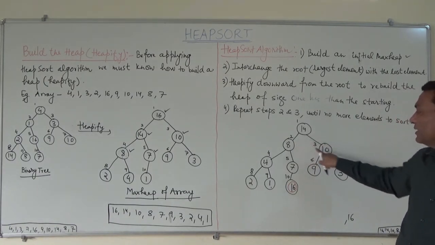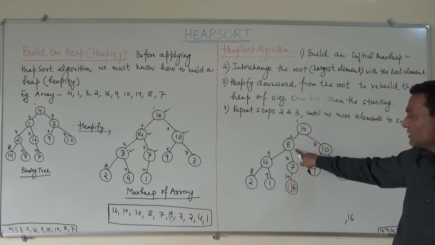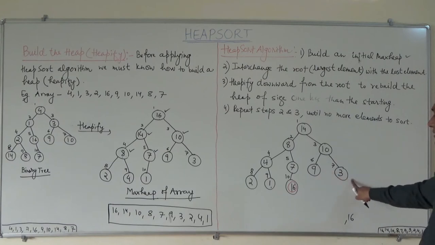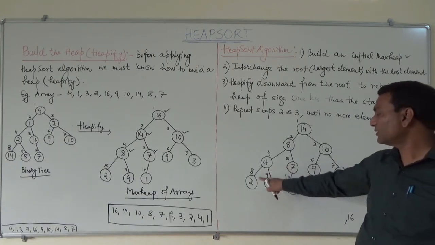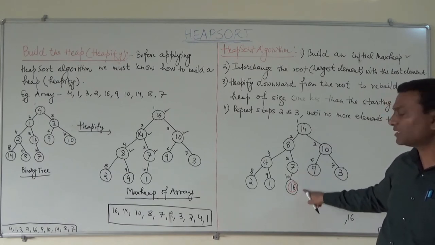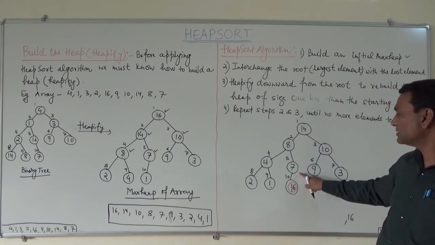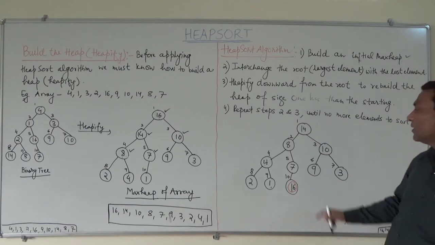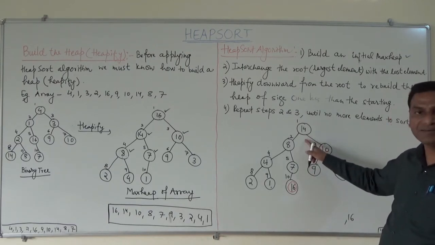14 is greater than 8 and 10, it is okay. 8 is greater than 4 and 7, it's okay. 10 is greater than 9 and 3, it is okay. 4 is greater than 2 and 1. 7 is already sorted, that's why we will not consider this 7. Now this is the max heap.